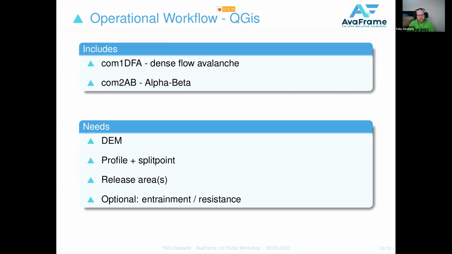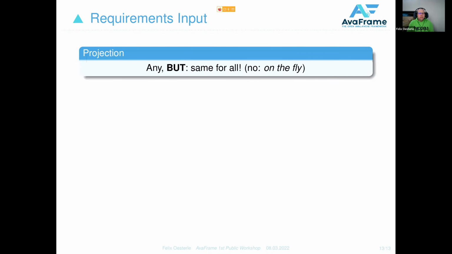And then, of course, you need release areas. So you can provide either one area or multiple areas. I'll show this as well. And optionally, you can provide entrainment areas or resistance areas. What are the requirements for the inputs?